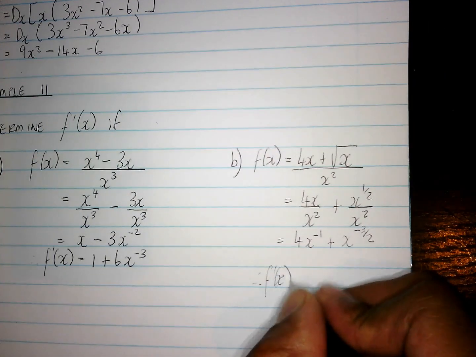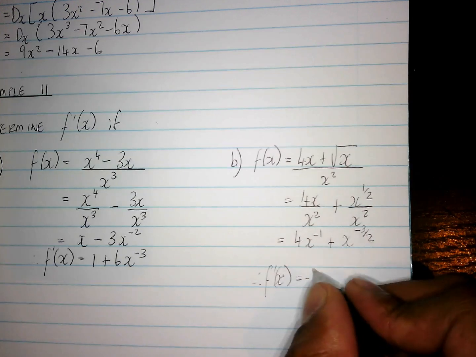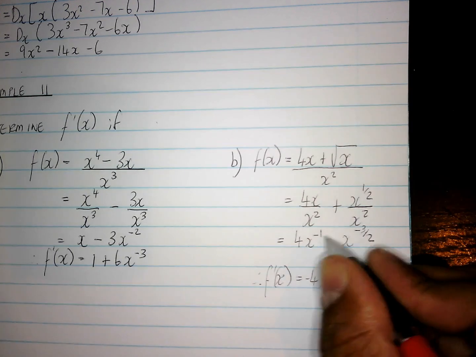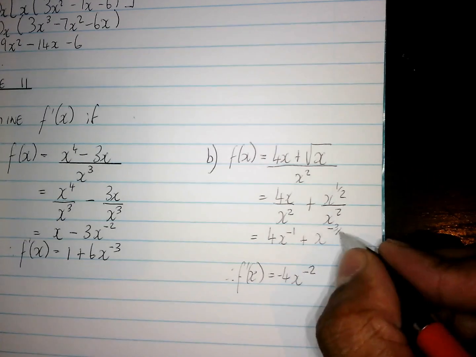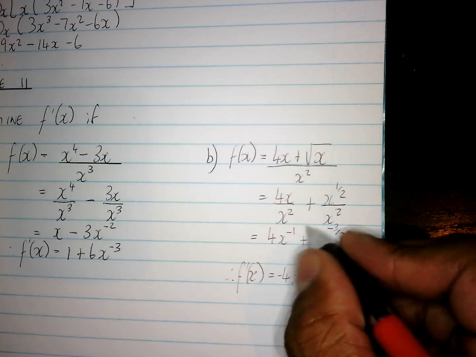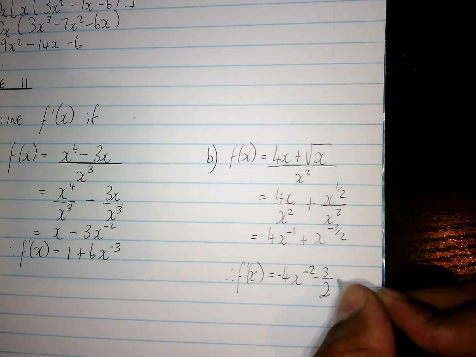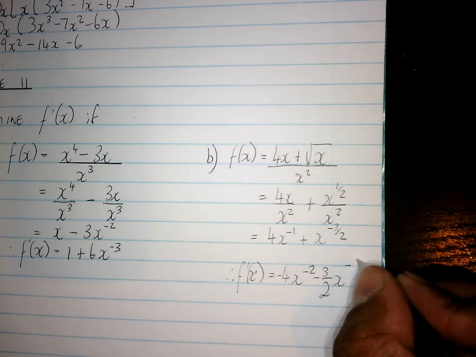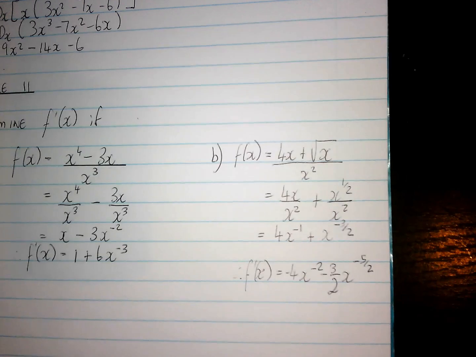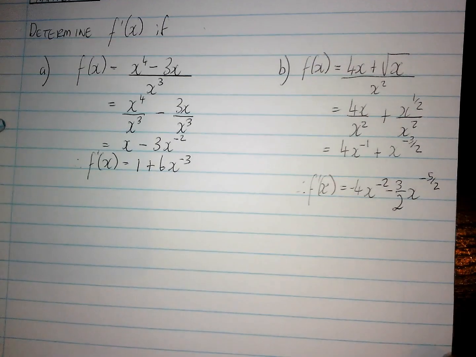So if you find the derivative, we're going to have negative 4 multiplied by 4, which is going to be negative 4. The negative 1 and negative 1 is going to give us negative 2. Then here we have negative 3 over 2 multiplied by positive 1, which is negative 3 over 2x. Then negative 3 over 2 minus 1 is going to give us negative 5 over 2. So that is going to be the derivative of f of x for b.